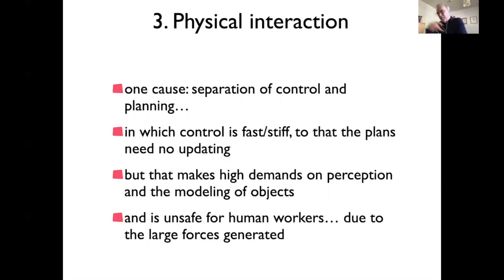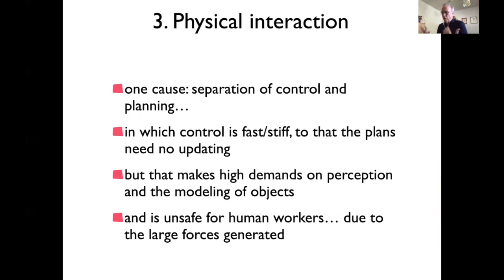And if you look deep inside, it is ultimately due to the separation of planning and control. So control is so successful because it is fast and stiff in some sense. So it keeps the error, the deviation from the plan, very small. And that makes it possible to just have a plan and just track it, with no need to update the plan because the error was so large that you now have to replan. And that makes these high demands on perception. So the plans have to be right.